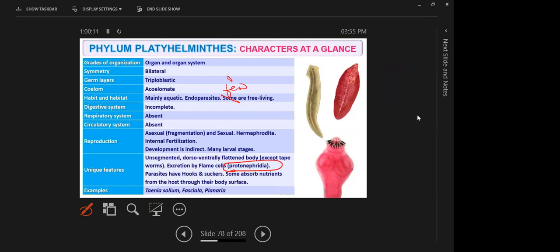So parasites. What is the unique feature? How do they cling to the host? All those endoparasites are attached to the host tissue with the help of hooks and suckers. So they absorb nutrients from the host with these hooks and suckers. They attach and they absorb. Examples: Taenia solium, tapeworm; Fasciola. Planaria is free living. Okay, so coming to the next.